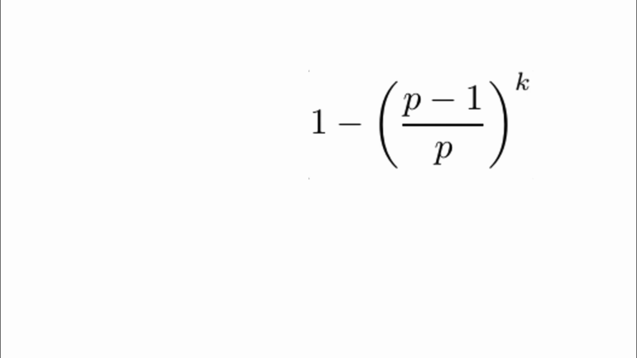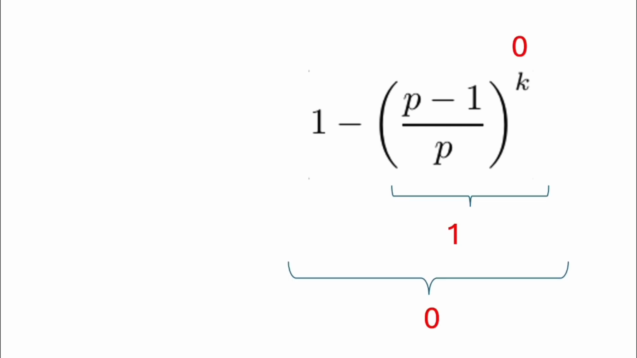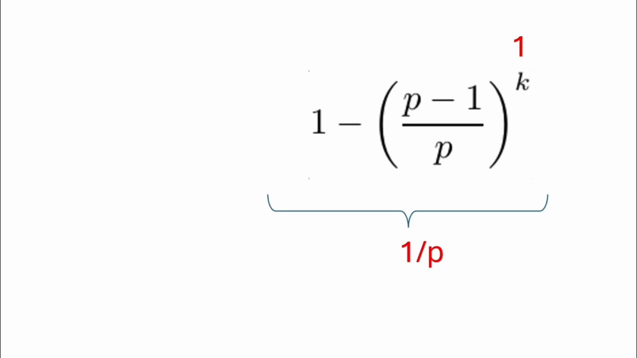We then raise that to k and then subtract that from 1. So k might be 0, it might be 1, it might be 2, or some higher number. If it's 0, anything raised to the 0 power just turns into 1, and 1 minus 1 is 0. So when k is 0, this expression is 0. If k is 1, then we just have p minus 1 over p, and 1 minus that is 1 over p. If that's not perfectly clear, you can just think about a numeric example and you'll see it instantly. If p is 43, then we have 1 minus 42 over 43, and clearly that's going to be 1/43.